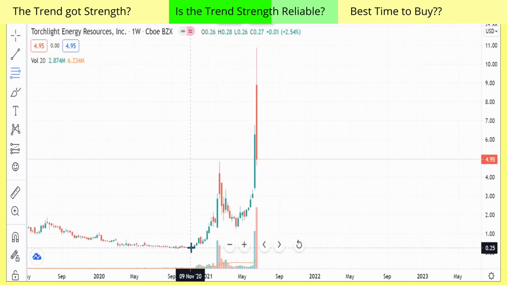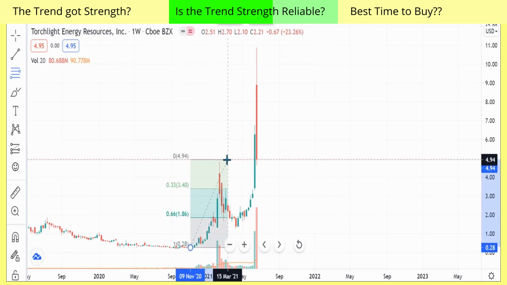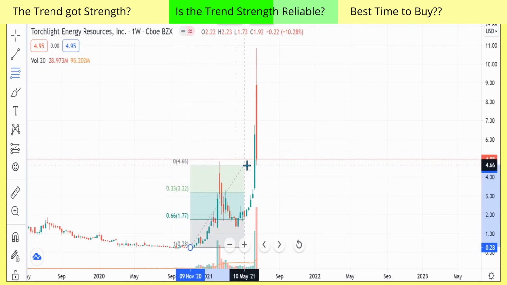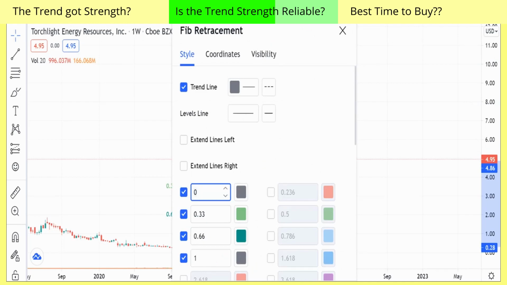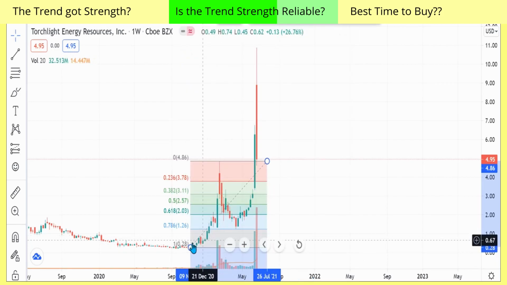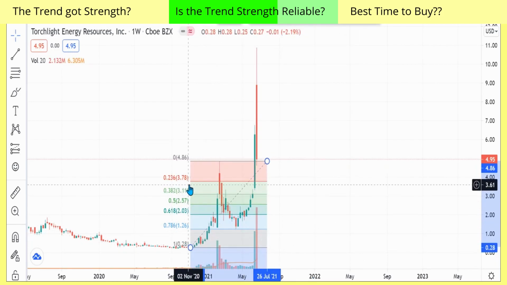Okay, so let me go from the low here all the way to the high, but this time I will not divide it into 3 layers. I'm going to modify it in a while. I'm going to go to settings and put it back to the default setting such that I can see all my Fibonacci layers. Okay, so these are all the Fibonacci levels, I would say.